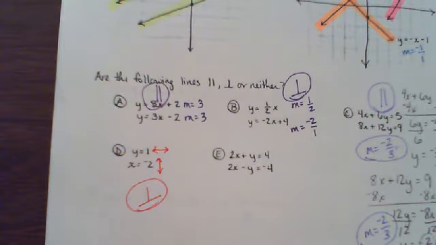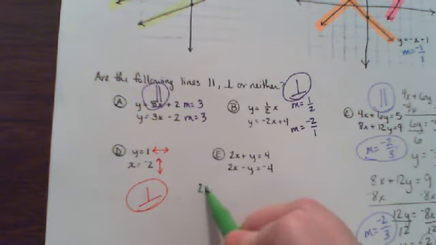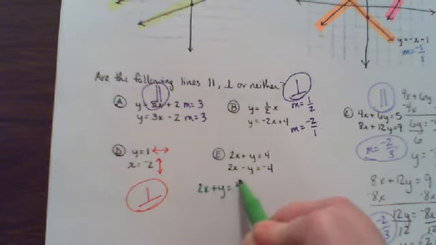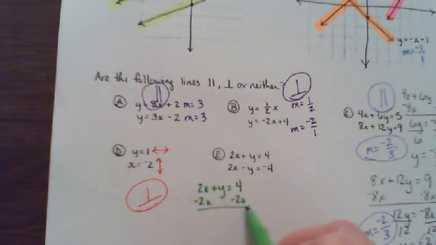For E, you have to put them in slope-intercept form first. I'm going to let you try E, then we'll talk about it. Okay. So for the first one, subtract 2x from both sides. Y equals -2x plus 4. So my slope is -2.